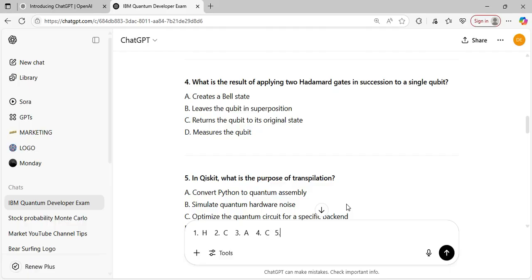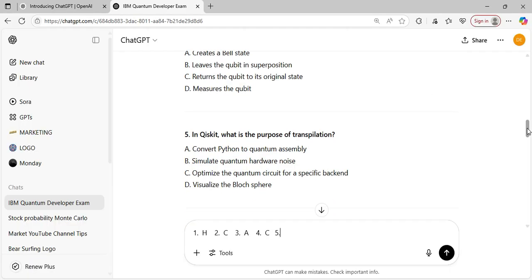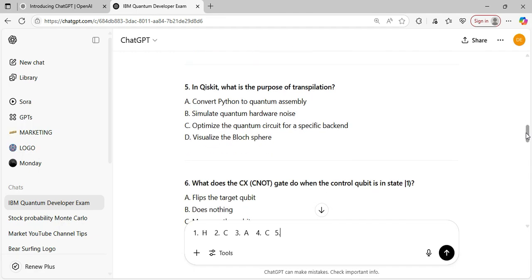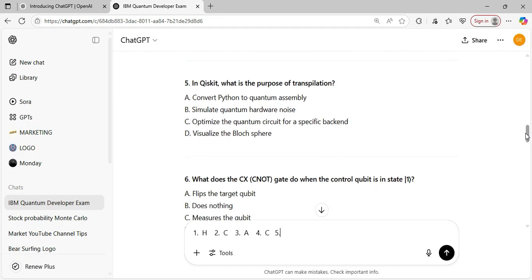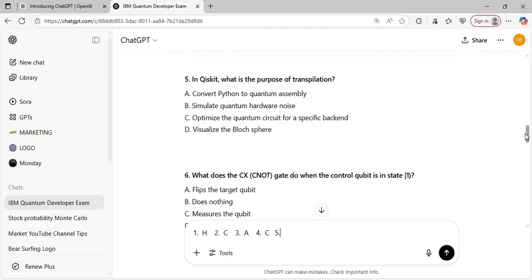Let's go to number 5. In Qiskit, what is the purpose of transpilation? Convert Python to quantum assembly, simulate quantum hardware noise, optimize the quantum circuit for a specific backend, or visualize the Bloch sphere. I don't think it's A or D. I'm going to say C. It might be B, but I'm going to say C. If it ain't C, it's B.